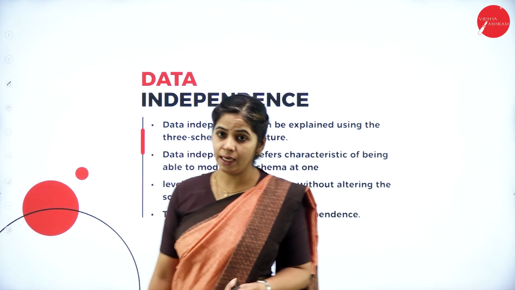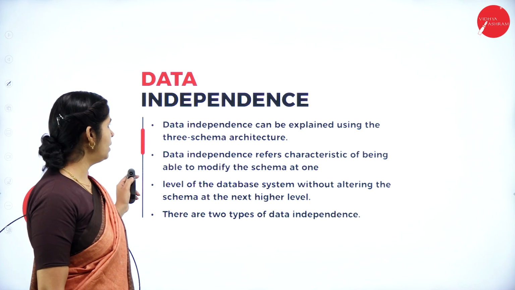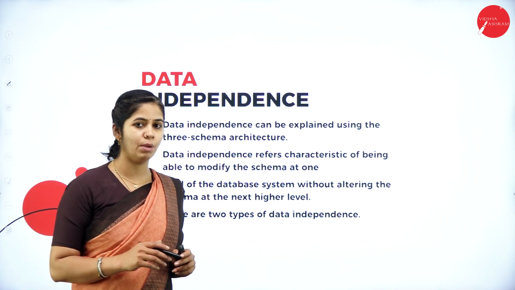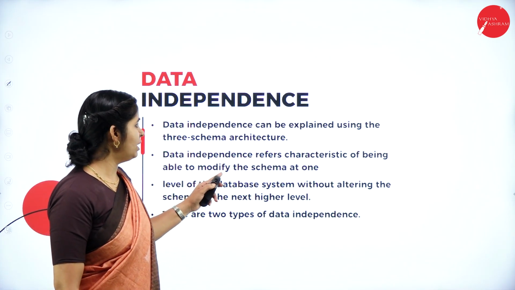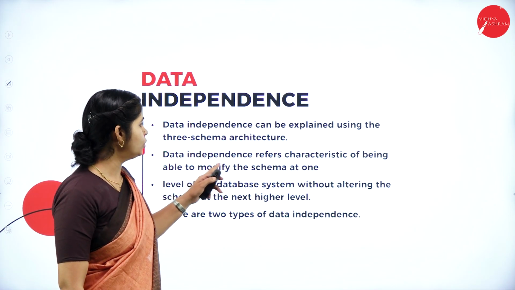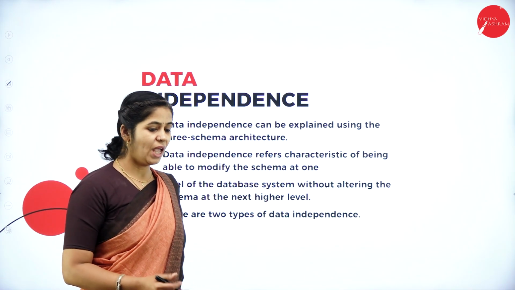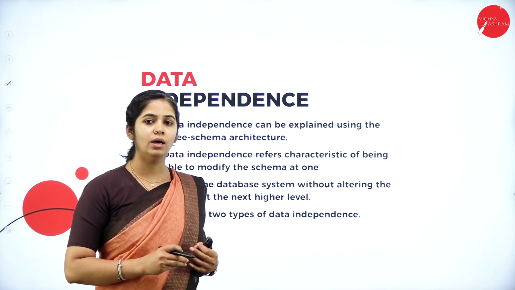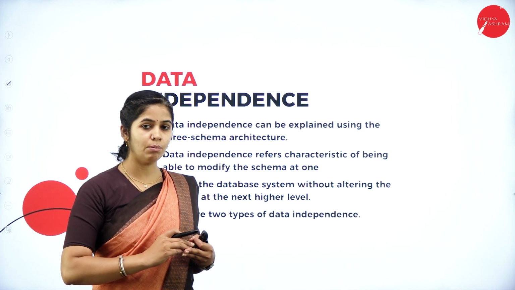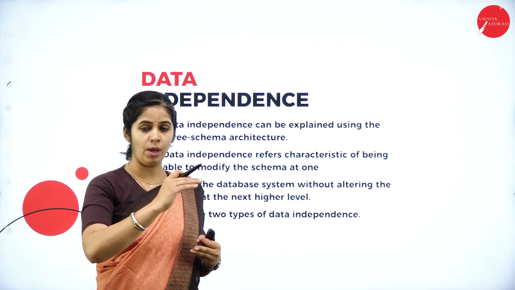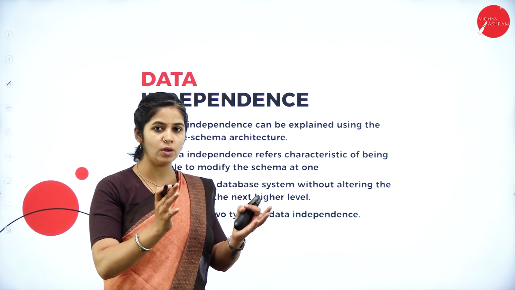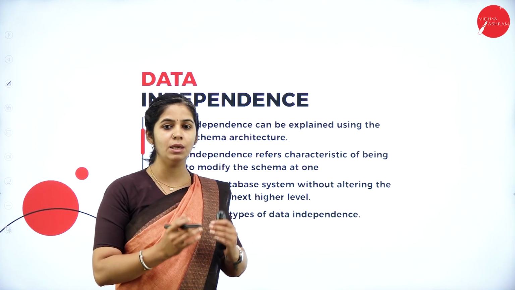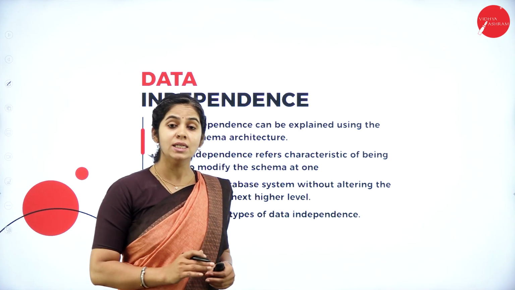Next, what we have is data independence. What do you mean by data independence? Data independence can be explained using the three schema architecture. We have already discussed the three schema architecture in session 2. Data independence refers to the ability to modify a schema without affecting the others. As we have the three schema architecture, external, conceptual and internal: whenever some change is made to the internal schema, that should not affect the conceptual schema. If any change is made to the conceptual schema, that should not affect the external schema. That is data independence. Data is independent of itself. It's not dependent on any of the schemas.